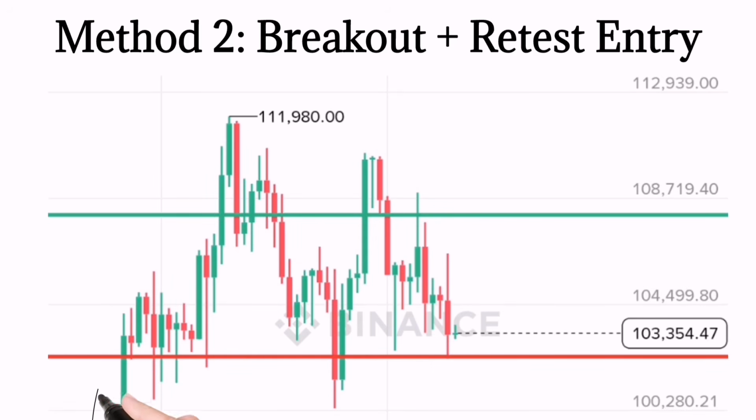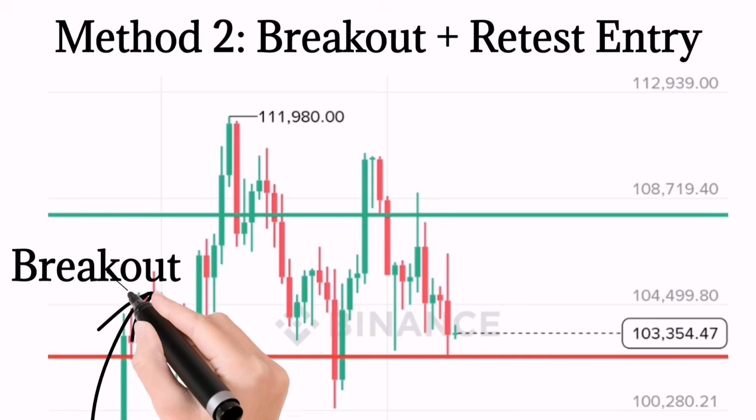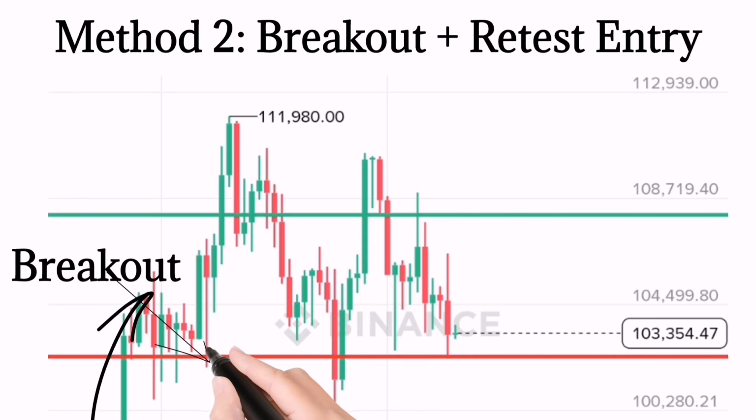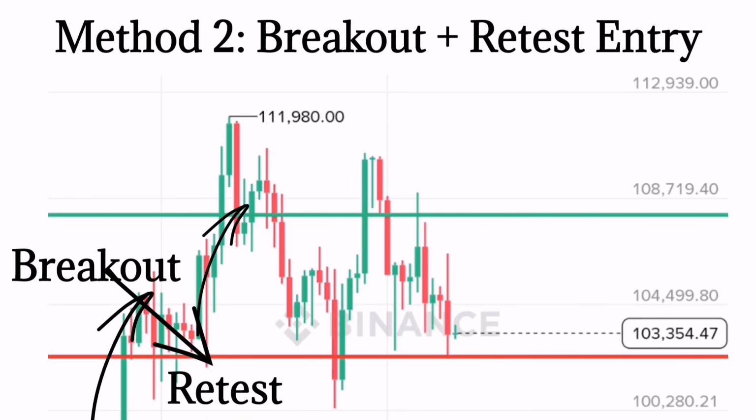Wait for price to break a resistance or support. 2. Don't enter right away. Wait for a pullback, a retest. 3. If price pulls back to the broken level and rejects it with a strong candle, that's your entry. Breakout, retest, confirmation entry. This method filters out traps and gives you a low-risk entry point.